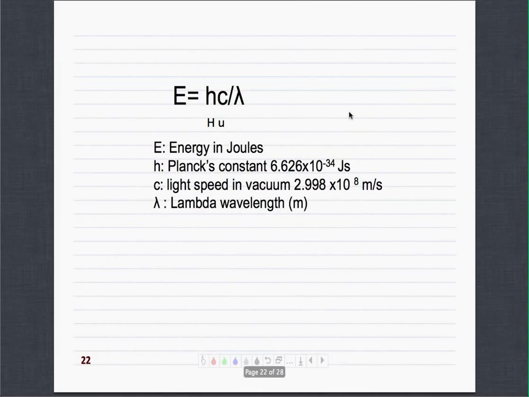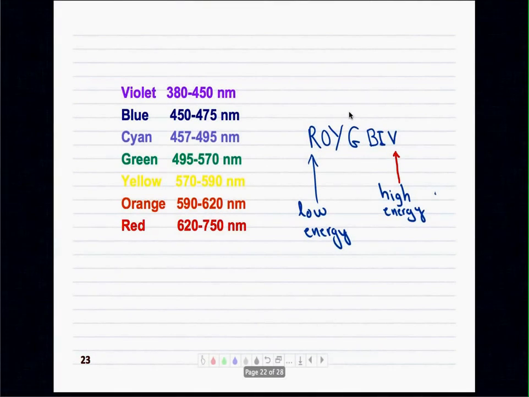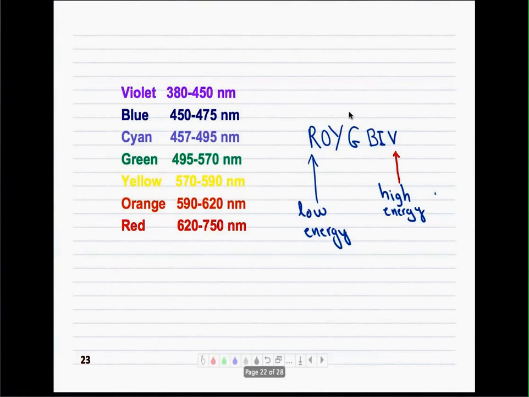So now for the visible region, this summarizes what we have: red, orange, yellow, green, cyan, blue, indigo, violet, and you can use an acronym to keep it in your mind. I think most of you know this. So the red is the one with the lowest energy, and the highest energy is the violet one. And I'm going to stop right here, and we're going to start on Monday.